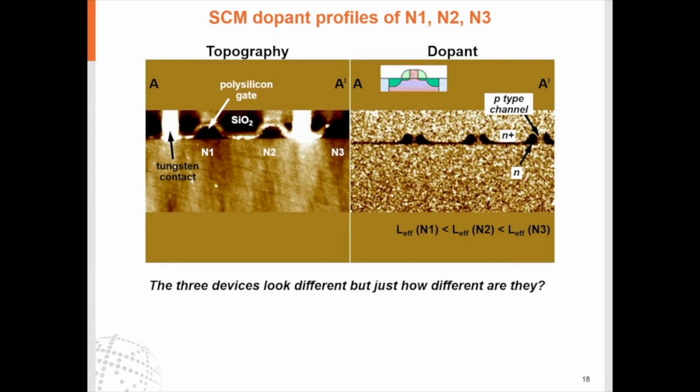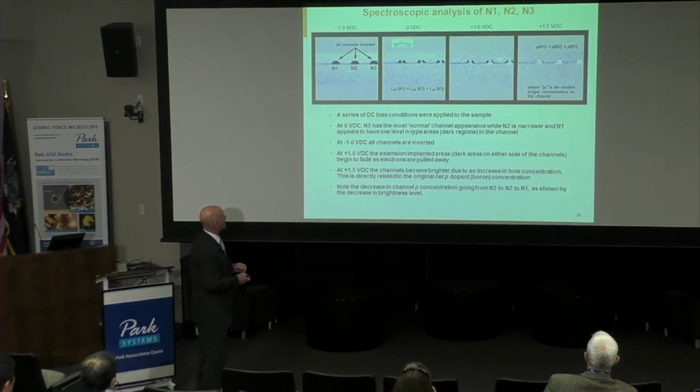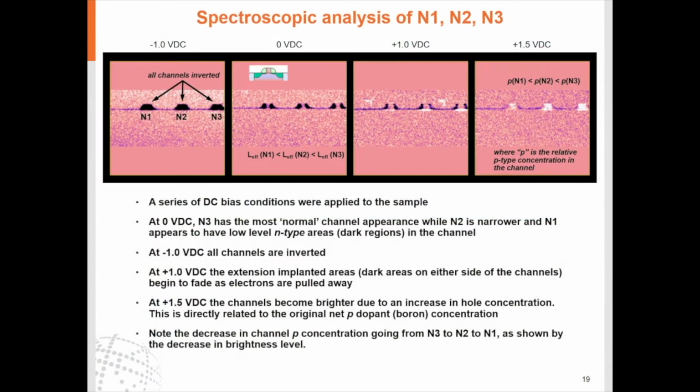Because a device like this is going to leak. It's going to pass current when it's turned off. But just looking at this one data point, if you will, it wasn't really conclusive. So we performed scanning capacitance spectroscopy on these devices, in which we applied a series of different DC bias conditions. And right here's our 0-volt image. So that's the same image that we just looked at on the other page. And again, we see that same phenomena.